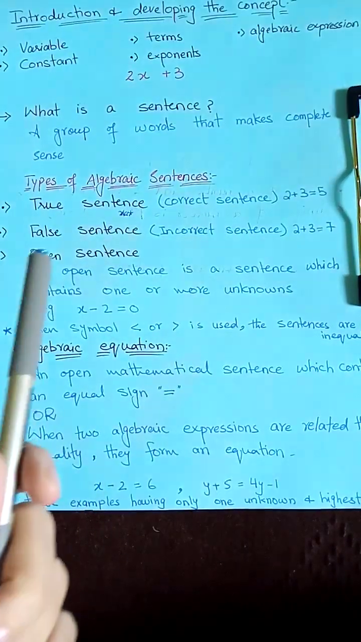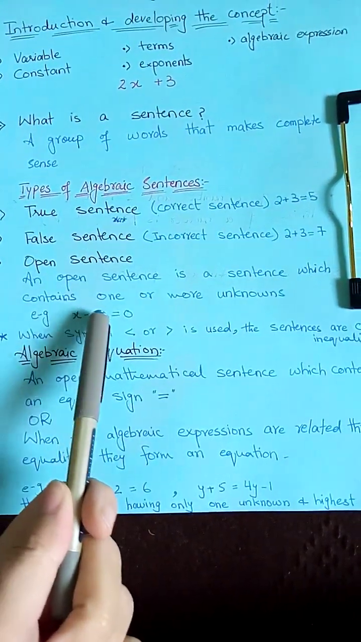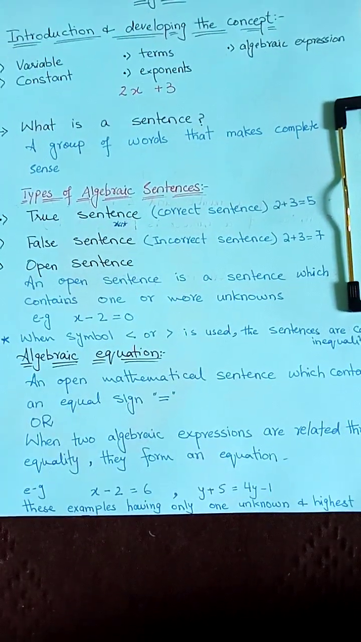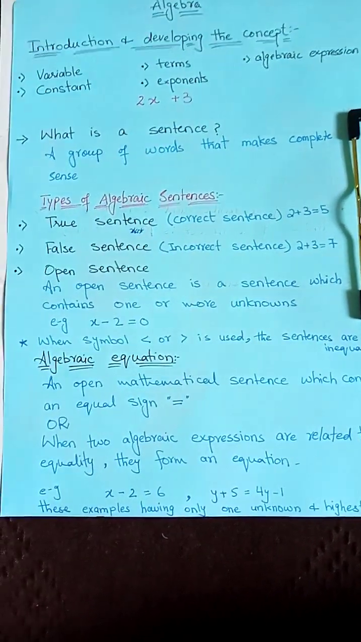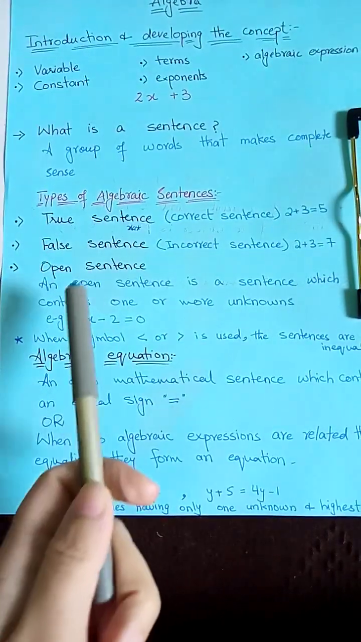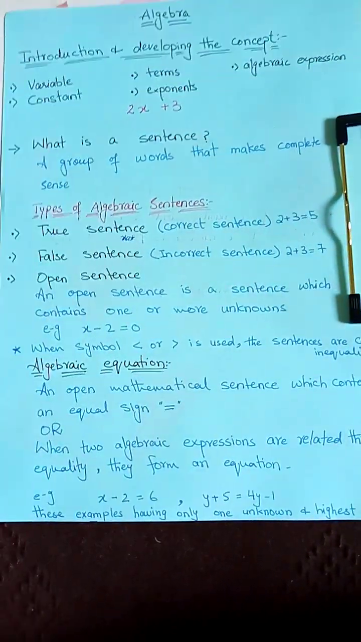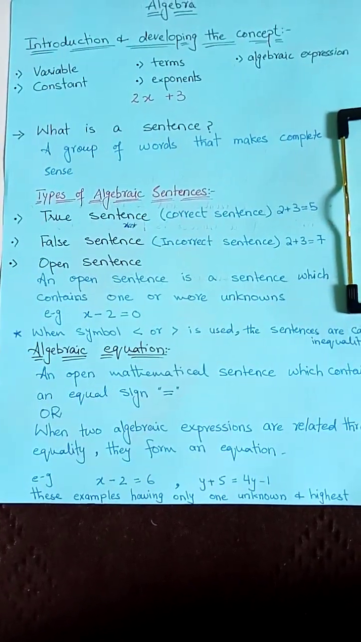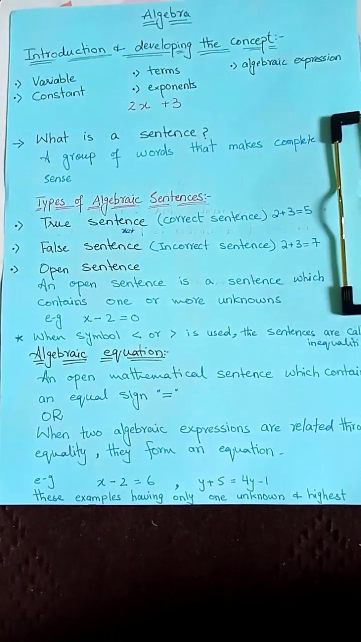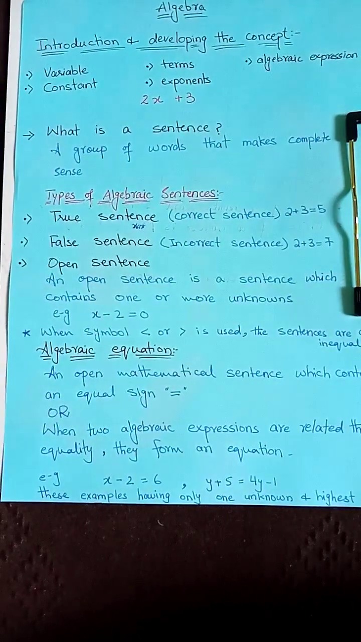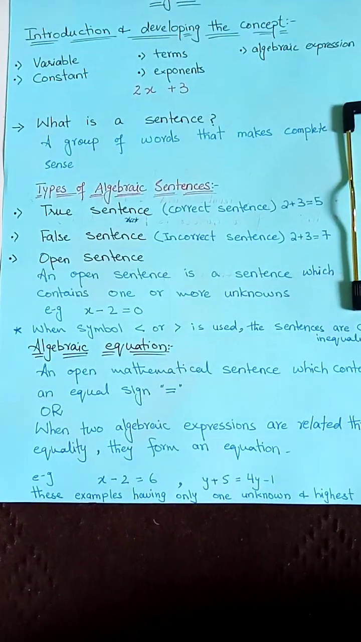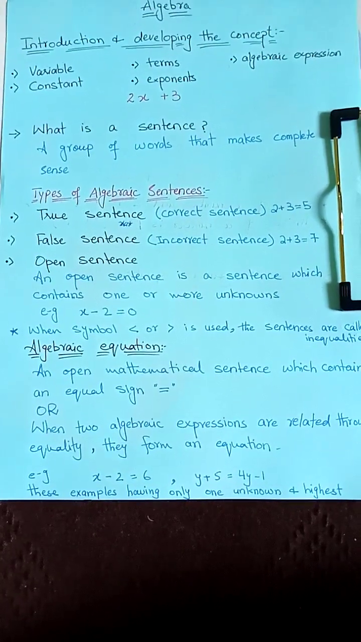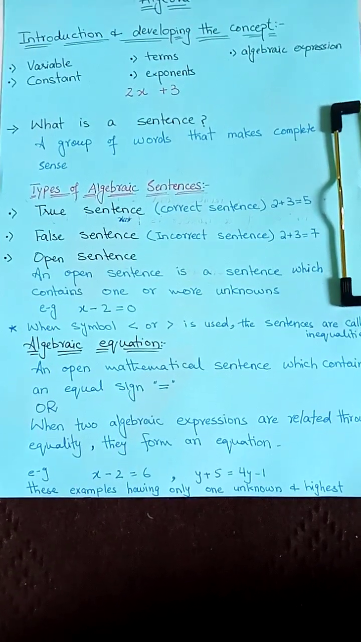Now there are a few examples of this. For example, x minus 2 is equal to 0. In this, x is unknown. If x is 2, then both sides are equal, 0. But if it is not, then it is going to be a false sentence. That means we cannot say whether the sentence is true or false until we solve this and find out the value of the unknown. Then we can determine whether this sentence is true or false.